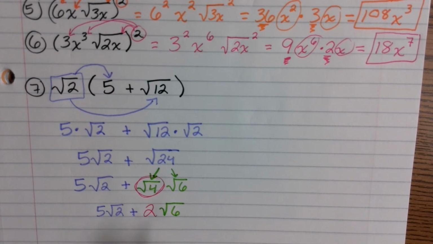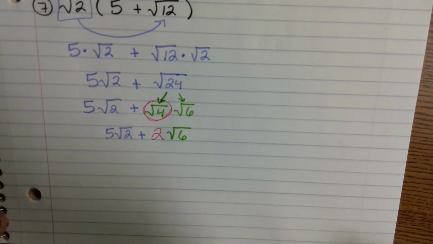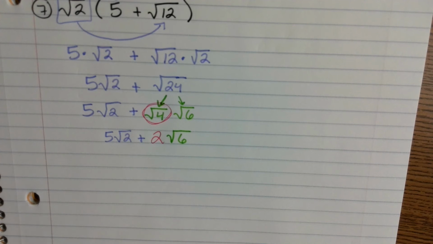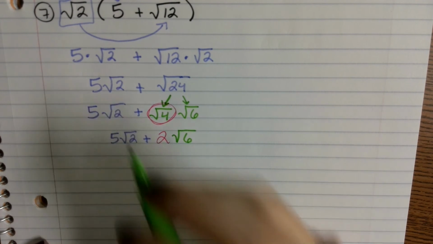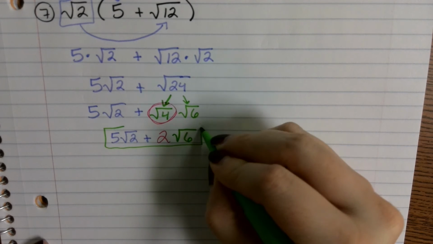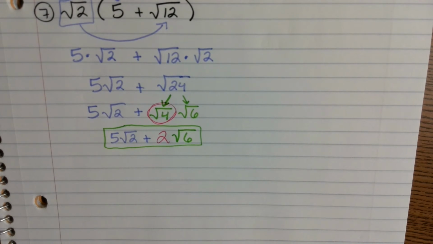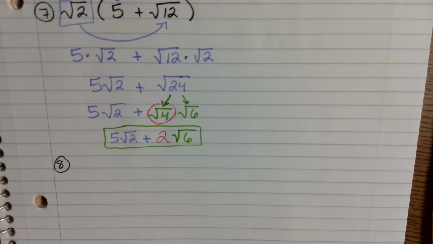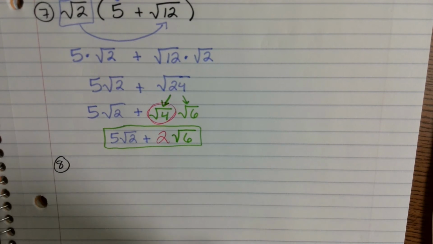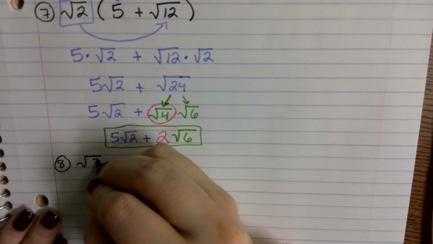Can we combine those? Why not? Because they're not like radicals, right? Square root of 2 and square root of 6 are not like radicals. Therefore, this is as finalized as we can possibly get it. That's our final answer. Try this one on your own.